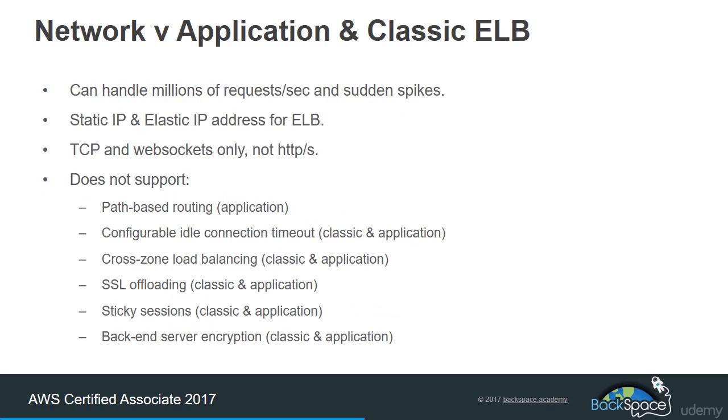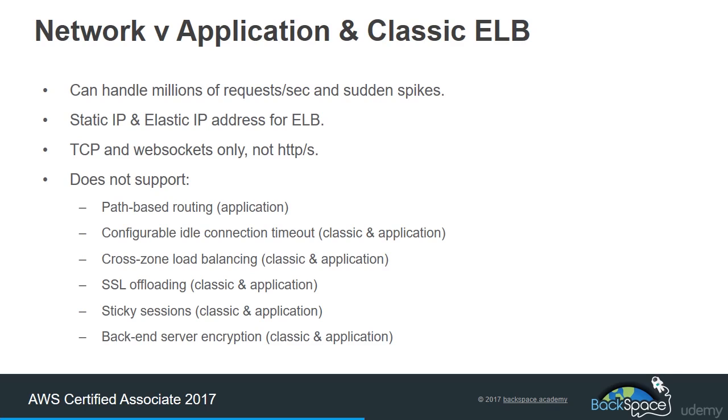Network Elastic Load Balancers can handle millions of requests per second, and they are designed to handle sudden spikes in demand. So they are the highest performing in this area of the 3 ELB options that are available to us. You can have a static IP for your Elastic Load Balancer, and you can also assign an Elastic IP address to your Network Elastic Load Balancer. It only supports TCP and WebSockets. It does not support HTTP or HTTPS.